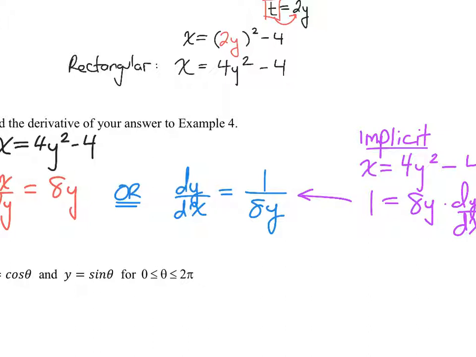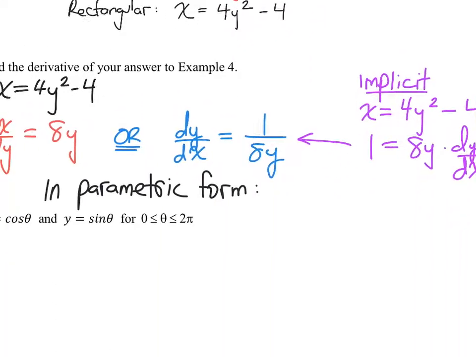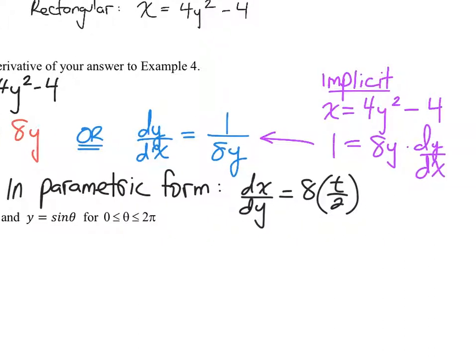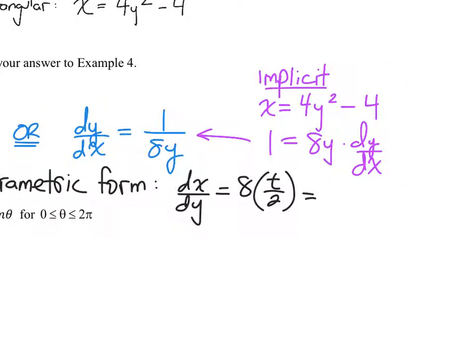And we'll get to the trig one in a second. What you could do is go back, if we wanted to put it in parametric form, we know y is equal to t over 2. So I can take my dx dy and replace the y with t over 2, in which case I would get 4t.